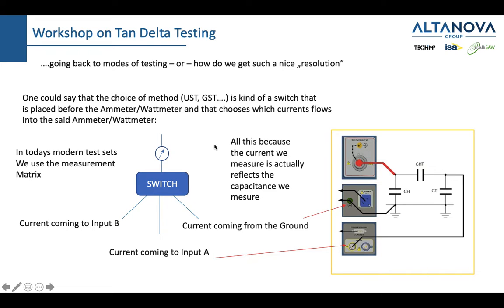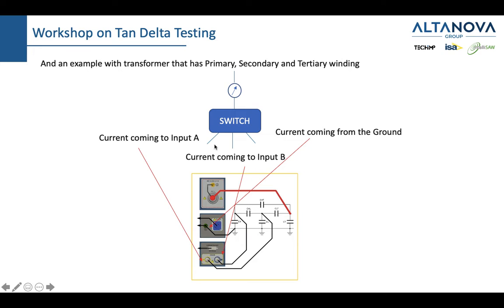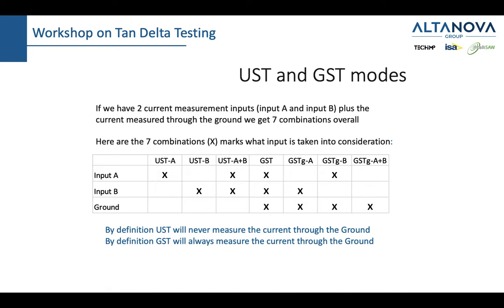So, long story short, if we have an example with a transformer which has a primary, secondary, and tertiary side, then we will have one input connected to input A, another input connected to input B, and we will also have current being measured on the ground current.